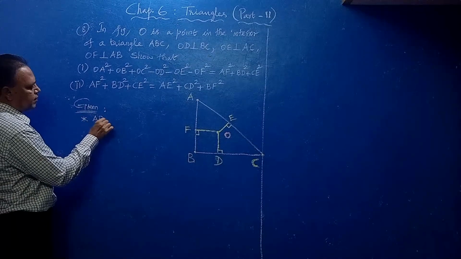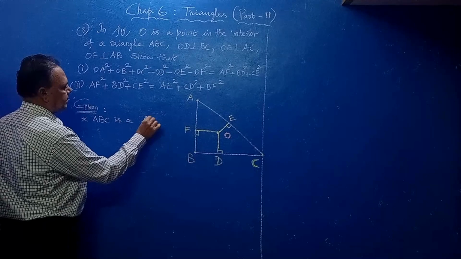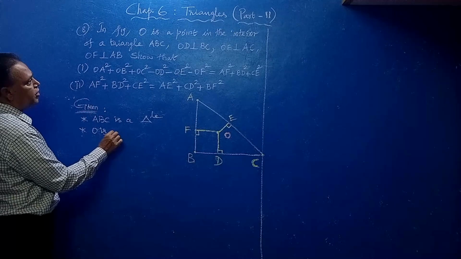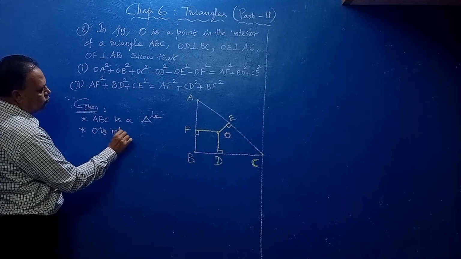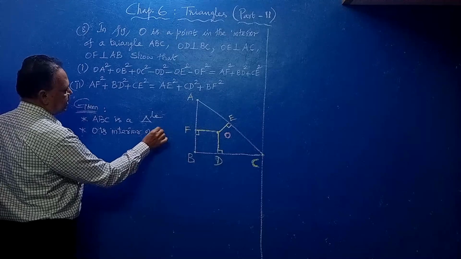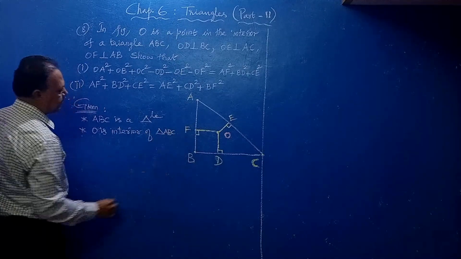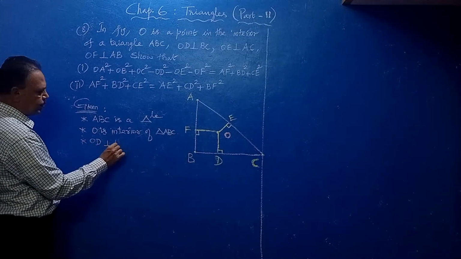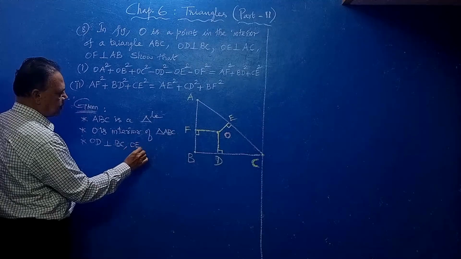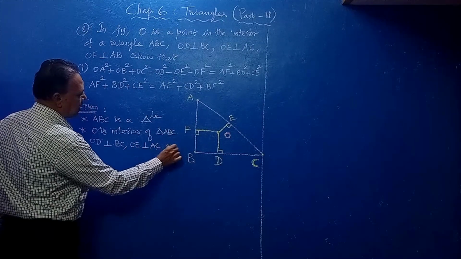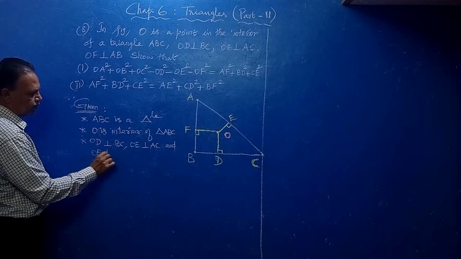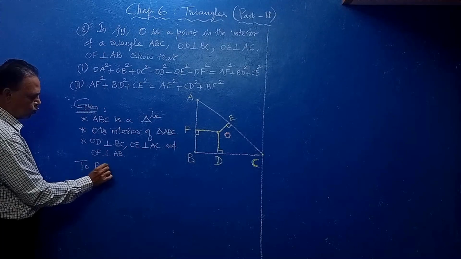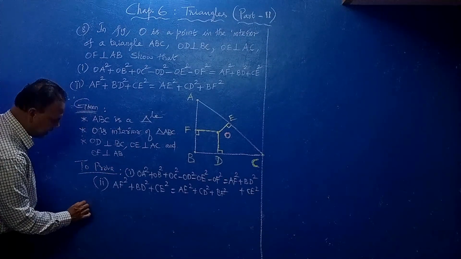Given: ABC is a triangle. O is an interior point of triangle ABC. Then OD perpendicular to BC, OE perpendicular to AC, and OF perpendicular to AB. To prove, for that you need construction.